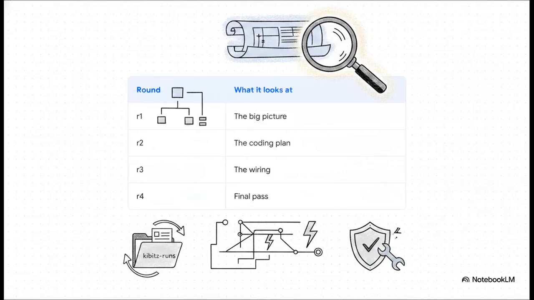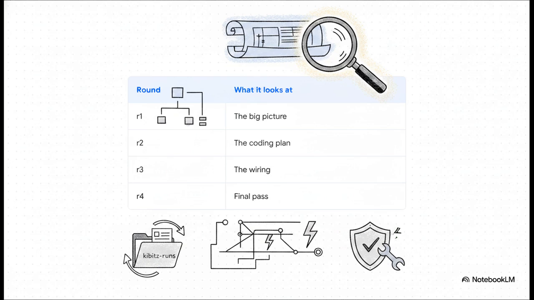When you point Kibitz at a plan or a spec, it executes this really brisk, fixed 4-round arc. Round 1 looks at the big picture. Does the overall approach actually hang together? Round 2 examines the coding plan. Is this realistically buildable with our current codebase? Round 3 gets right down into the wiring. Do all the pieces connect and sequence correctly?